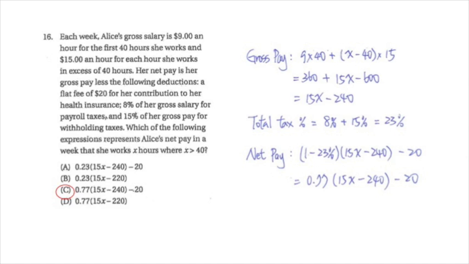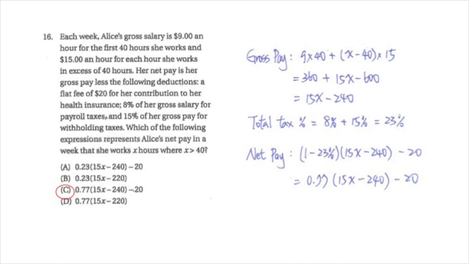So gross pay equals 9 times 40, which is the amount of money she'll get in the first 40 hours, plus x minus 40, which is the extra hours that she worked, times 15, and that will be the total amount of gross pay. Simplifying, we have 360 plus 15x minus 600, which equals 15x minus 240.